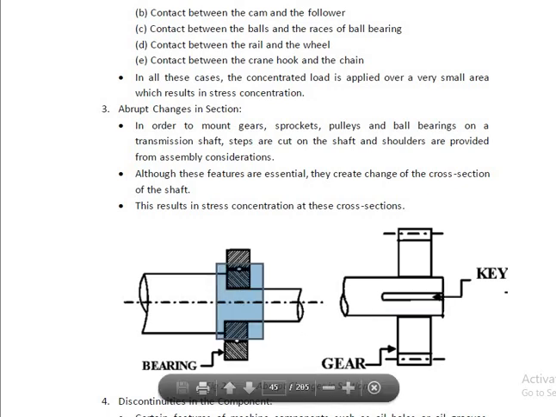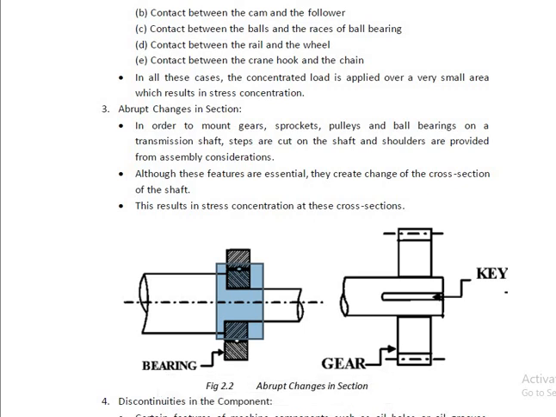At these sections there is a possibility of stress concentration due to the changes in the cross section of the component. It means there is a change in the surface area of the component and a change in the shape of the component, due to which there is a possibility of formation of stress concentration, or a localization of stress at a particular point.